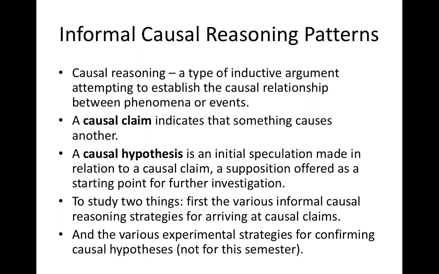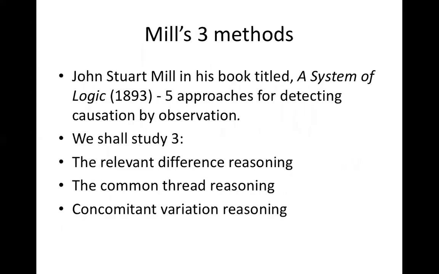So now to the various informal causal reasoning strategies. John Stuart Mill, in his book titled A System of Logic, proposed 5 approaches for detecting causation by observation, and we shall study only 3 of them: the relevant difference reasoning, the common thread reasoning, and the concomitant variation reasoning. So these are the 3 causal reasoning patterns we are going to look at right now. Let's begin with the relevant difference reasoning.